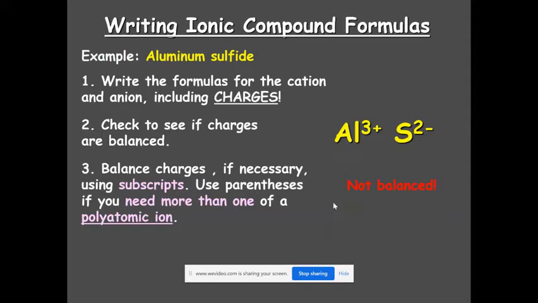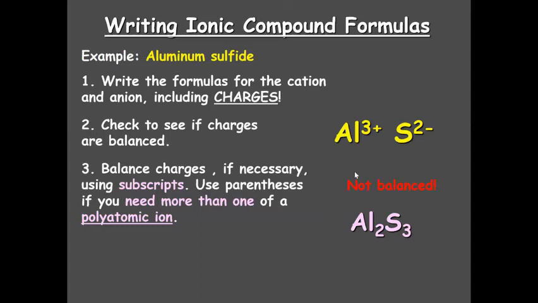Well, how do we get the aluminum, which has a charge of +3, to be 6? Or like, how many aluminums would we need? 2. And how many sulfides would we need to get -6? If each one of them is a -2, well, we'd need 3, right? So then the balanced formula becomes Al2S3.